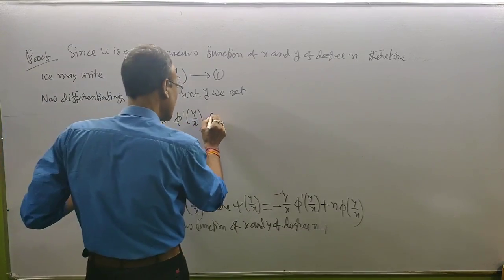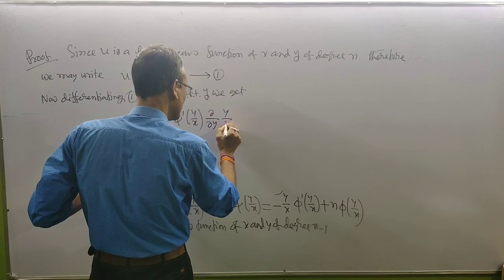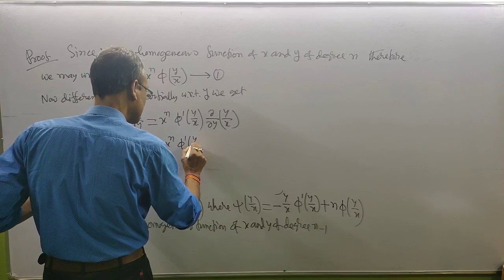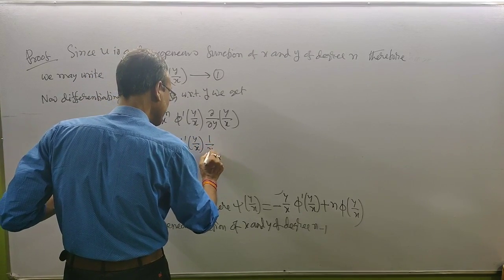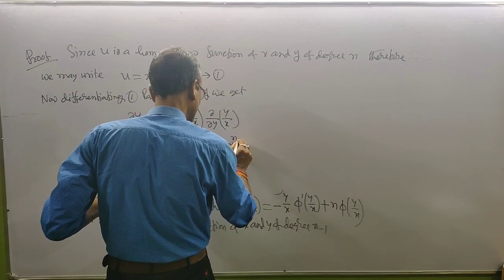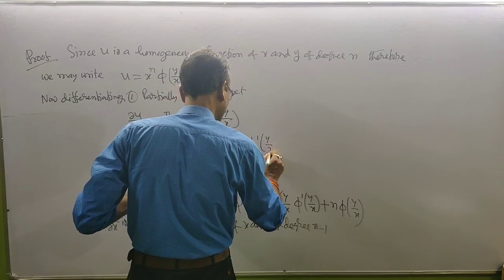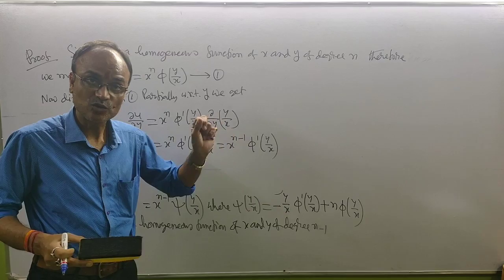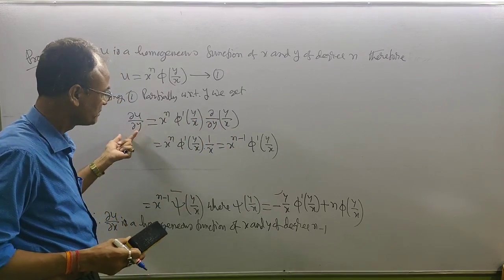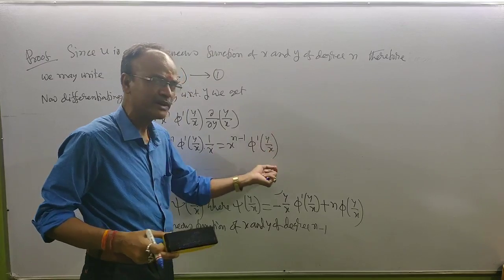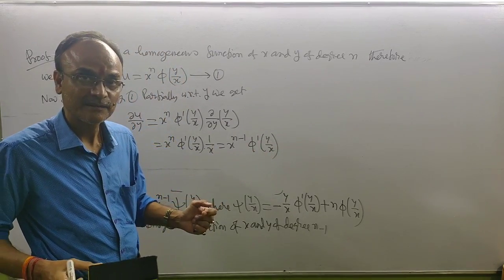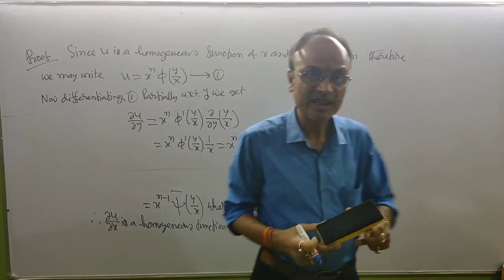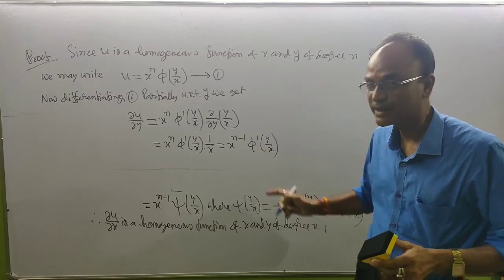If you differentiate y by x partially with respect to y, you will get 1 by x. This is equal to x to the power n phi dash y by x times 1 by x, which is x to the power n minus 1 times a function of y by x. Thus, del u by del y can be expressed as x to the power n minus 1 times a function of y by x. Therefore, del u by del y is also a homogeneous function of x and y of degree n minus 1.